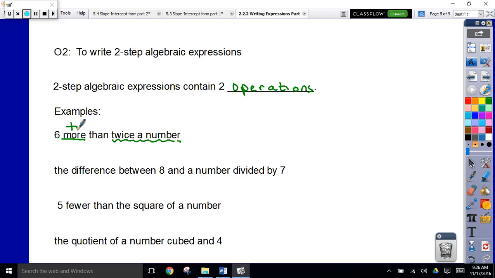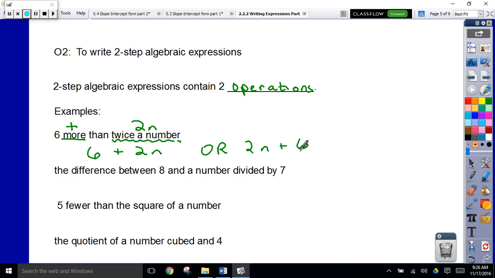It doesn't involve exponents. Thomas, what do you think? 6 plus 6. Forget the 6, guys, just twice a number. Jenna? Times 2. So it would be like 2n. So now we have 6 more than twice a number, so we have 6 plus 2n, or you could write 2n plus 6, and that would be okay.